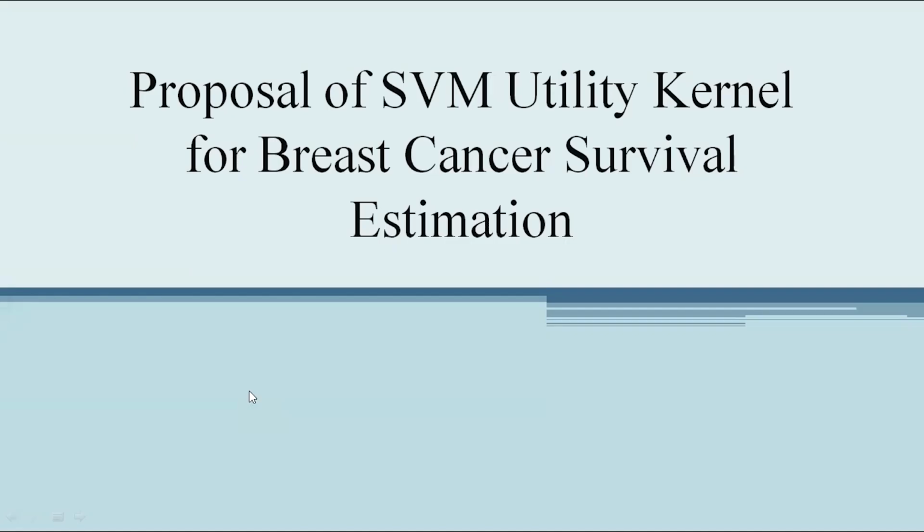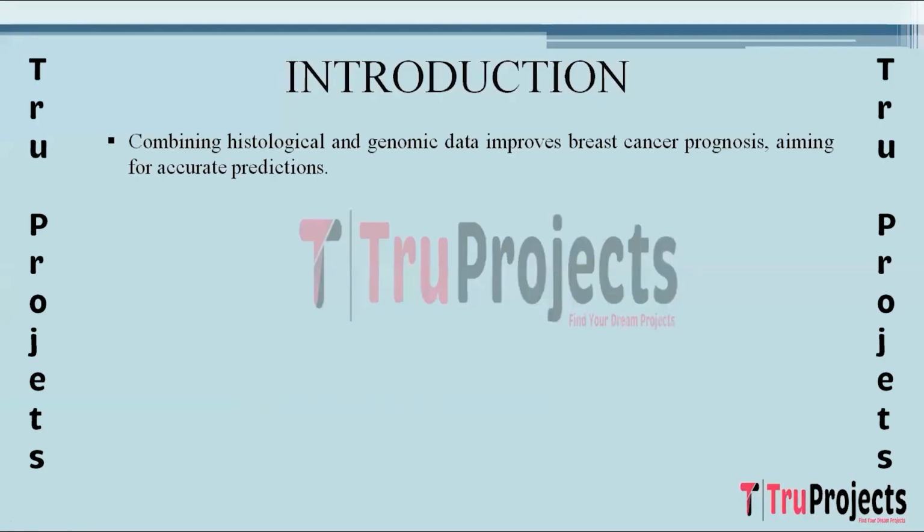In this video, we are going to explain the project Proposal of SVM Utility Kernel for Breast Cancer Survival Estimation. Introduction. This project combines qualitative histological data with quantitative genomic insights to improve breast cancer prognosis and diagnosis, aiming for more accurate and timely predictions of clinical outcomes.